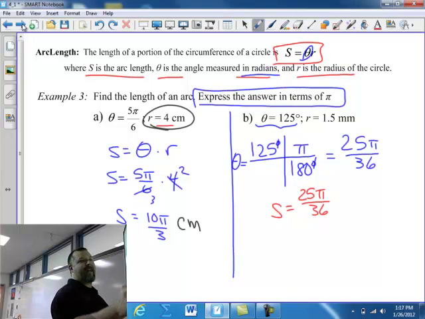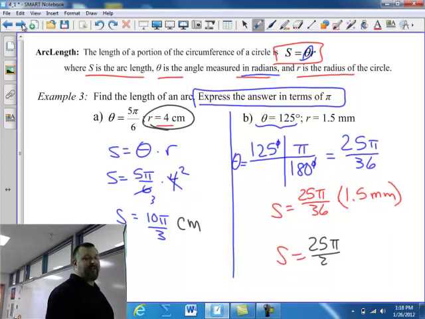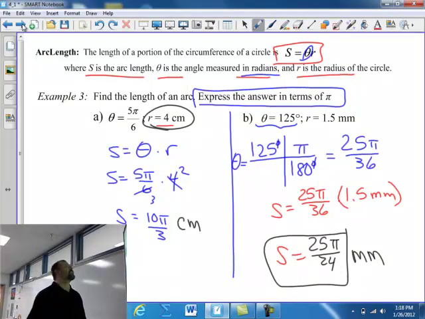All right, 25 pi over 36 times 1.5 millimeters. What is my arc length if I multiply all that out? I am not doing that by hand right now. We're going to leave it in pi, so it'll be 25 pi over 24 millimeters. On your calculator, you could multiply 25 times 1.5, divide by 36, and make your calculator turn it back into a fraction. I turned the 1.5 into 3 halves and reduced. Millimeters.